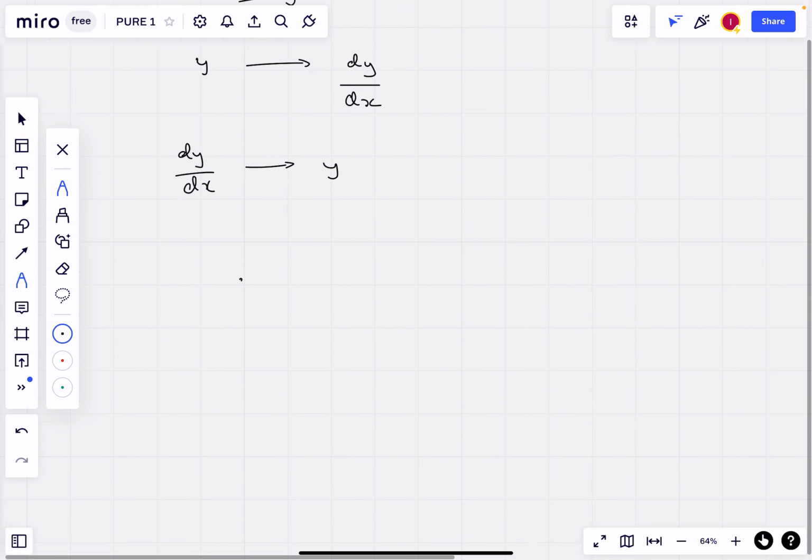So for example, let's say we have dy by dx equals 6x plus 2x to the power minus 3 minus 3x to the power of a half. And we want y. So the first term, 6x, what do you get when you add 1 to the power? You get 2. So you would have 6x squared. And then you divide by that new power. So over 2.